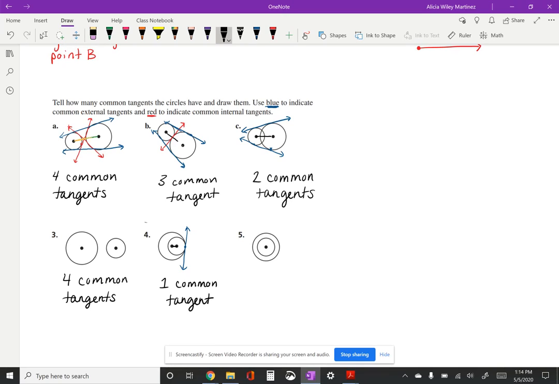In number 5, these are what we call concentric circles. Concentric circles will have no points of intersection. Therefore, there's no way that you can draw a common tangent between the 2 because one is literally inside the other. So remember, if you tried to draw one here, it would go through the circle. And in order to draw a tangent, it cannot go through the circle. So this is a problem that has 0 common tangents.